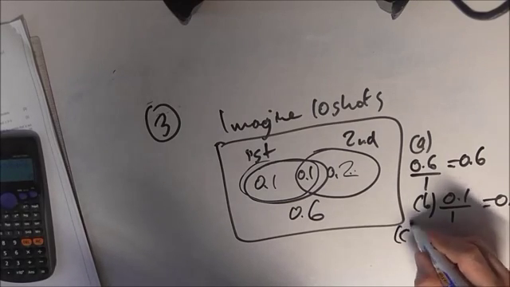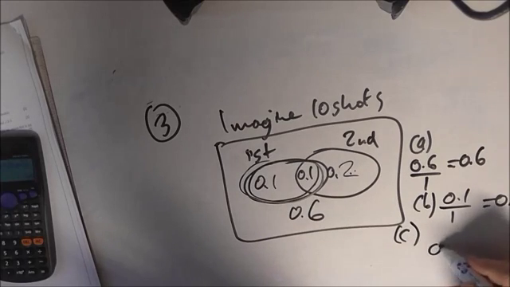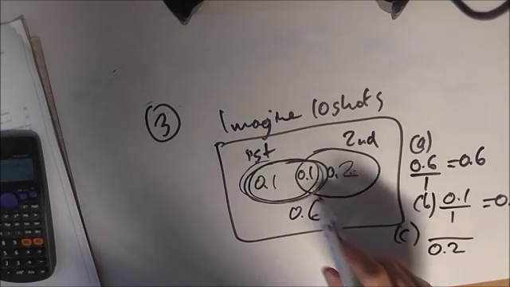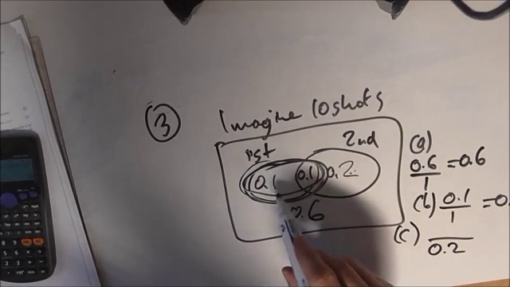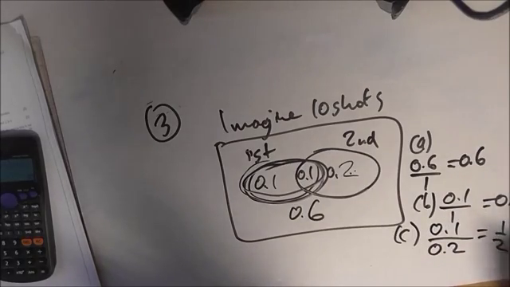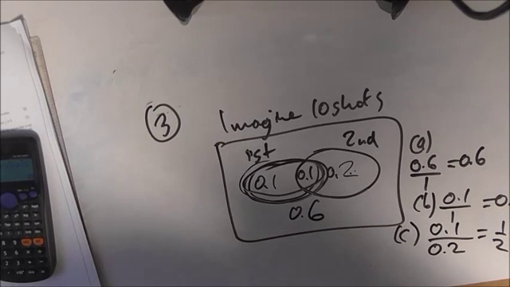Part C, given that the first shot hits, so we're in this circle, so it's now out of 0.2. What's the probability that the second shot hits too? So of these ones, 0.2 is the whole. What's the probability you're also in this circle? It's 0.1. So that probability is a half. So that's the answer for question 3. Just check that's right. Yeah, it is.